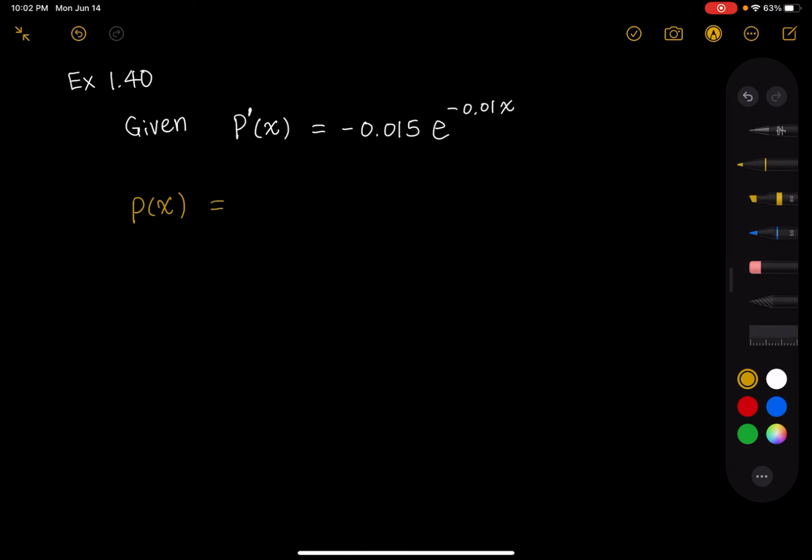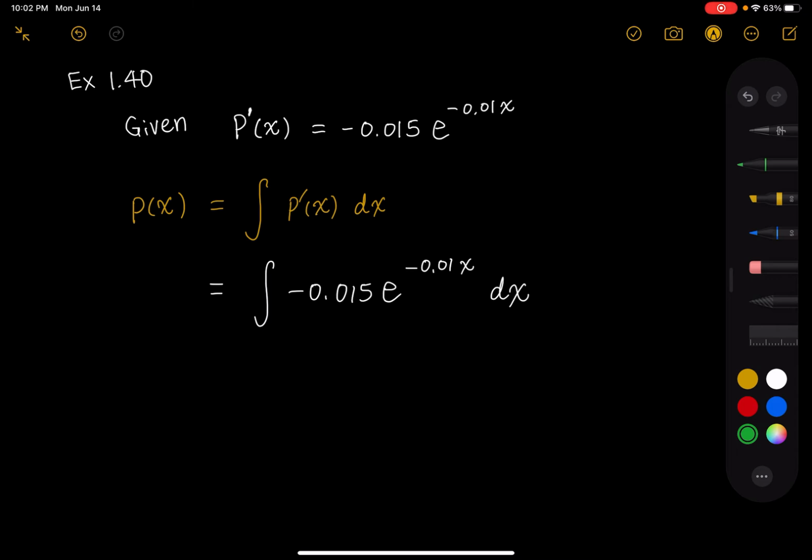So in this case, we just need to apply our knowledge of the relationship between a derivative and the integral to solve this problem. So we take the integral of P prime of x with respect to x, and we'll get the price demand function. So we replace P prime by negative 0.015 e to the negative 0.01x dx. Now to solve this integral, we will need to use u substitution.